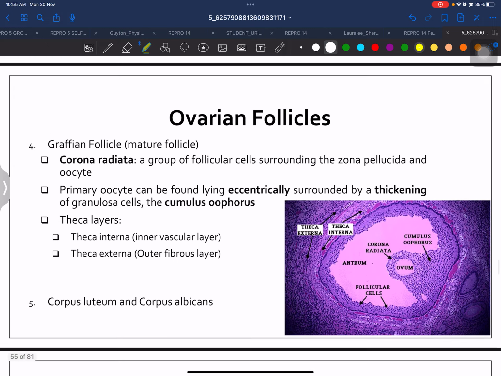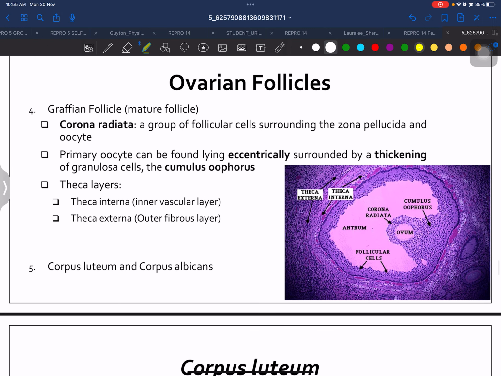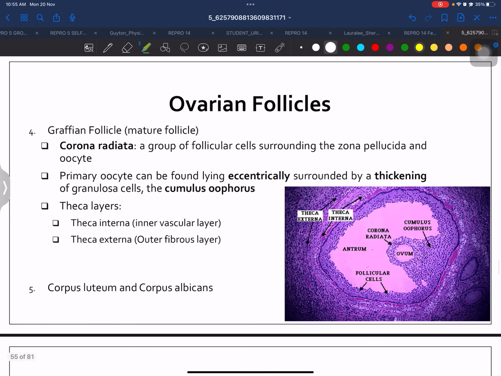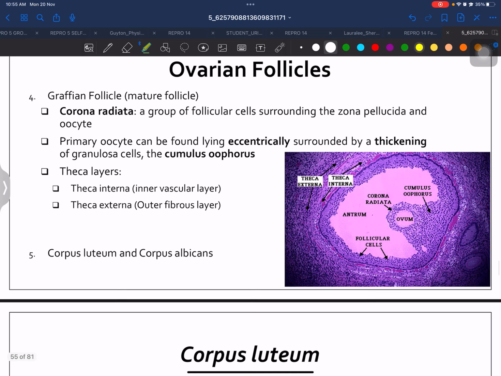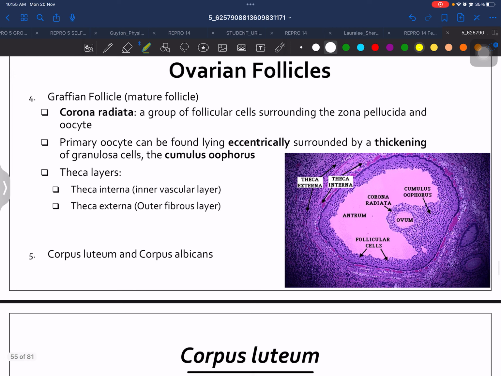Next stage, they become Graafian follicles. Okay, become the Graafian follicles. So these are the structures of Graafian follicles. These are the oocytes or ovum. Jadi ada zona pellucida surrounding the oocytes, and these are all the granulosa cells.